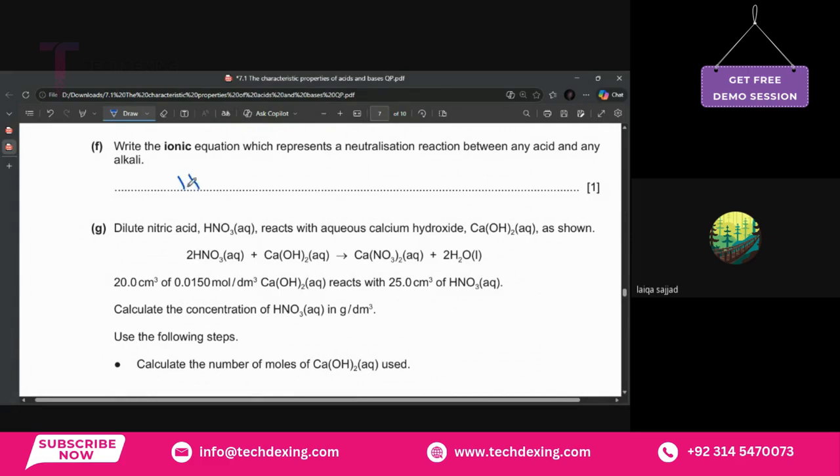And what would be the state? Aqueous. Very good. And it reacted with OH negative, and the state would again be aqueous. And what would be the product that we will get? H2O liquid. Good.